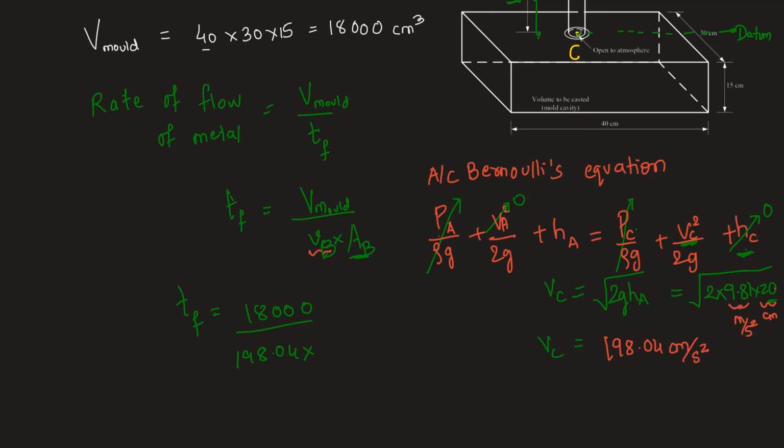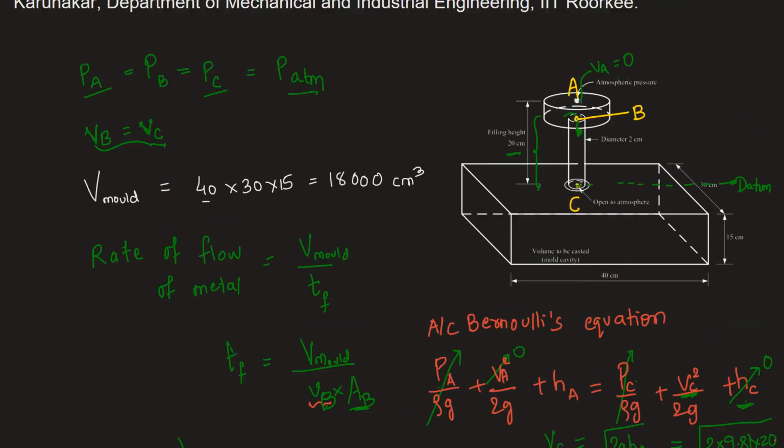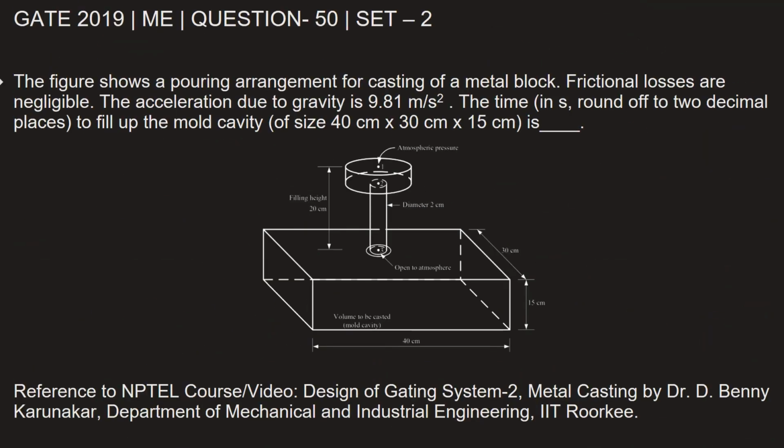Cross-sectional area at point B will be nothing but pi by 4 into the diameter of that pipe square, which is given to be 2 centimeters. So 2 square. This turns out to be 28.29, and the unit will be of course seconds because we have taken the velocity in centimeter per second. Let's go back and fill in this answer, 28.29. The time taken to fill up the mold cavity is 28.29 seconds.